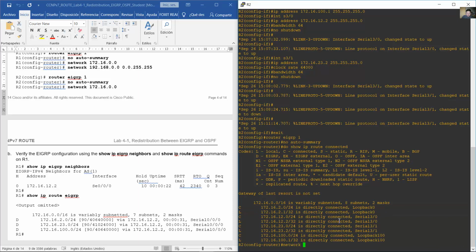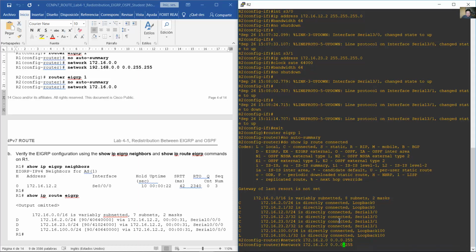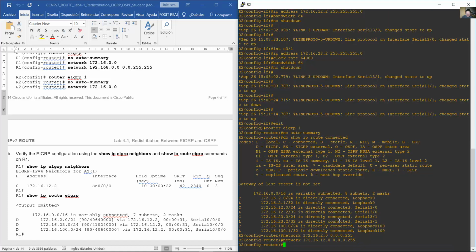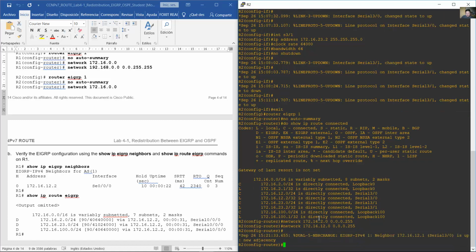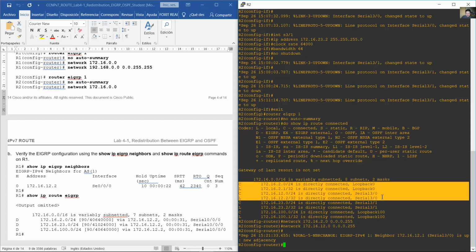Network 20 and the wildcard for 24, and 12.0, 24. Okay, only these two networks placed on EIGRP Autonomous System 1.